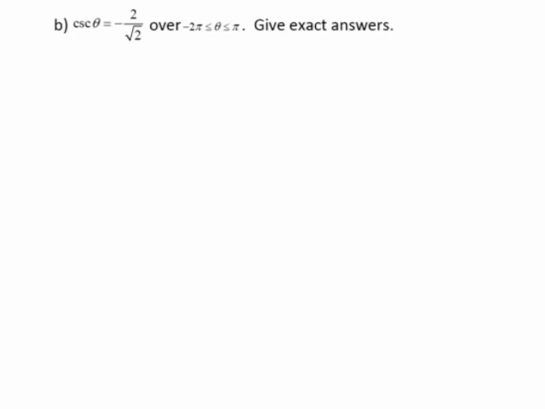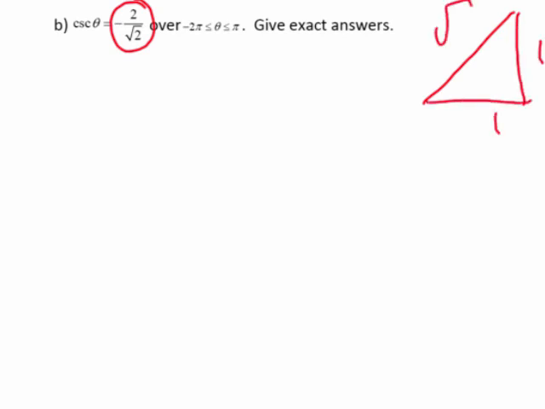In our next example, we're being asked to give exact answers, which is usually an indication that we won't be able to use a calculator. Also, we'll notice that the ratio that's given involves numbers that appear on this special triangle. Okay, 1, 1, and root 2, which is a 45, 45, 90 degree triangle.